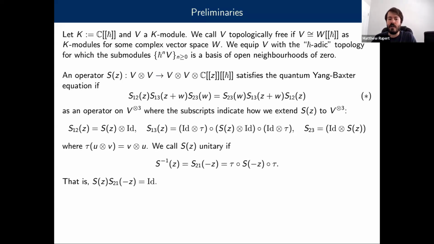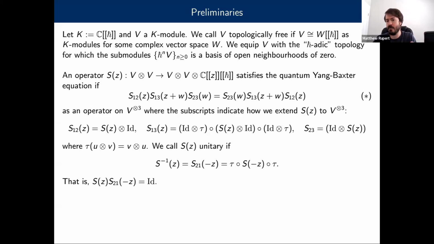Okay, and an operator S satisfies the quantum Yang-Baxter equation if it satisfies this equation star. And S is an operator on V tensor V, while this equation is an equation living on the triple tensor product of V. So we need to know how we're viewing S as an operator on this triple tensor product. And we do this with the subscripts.